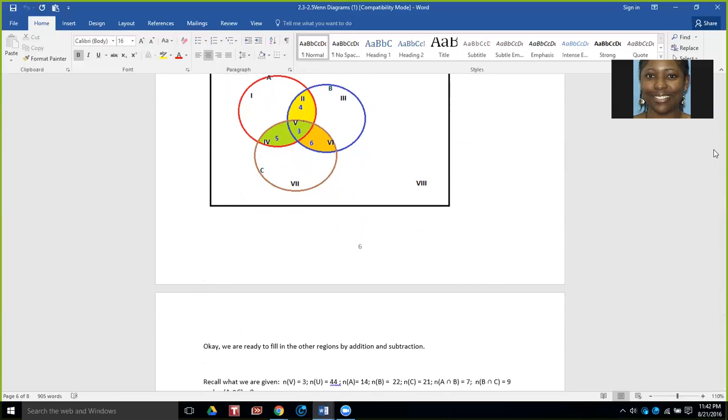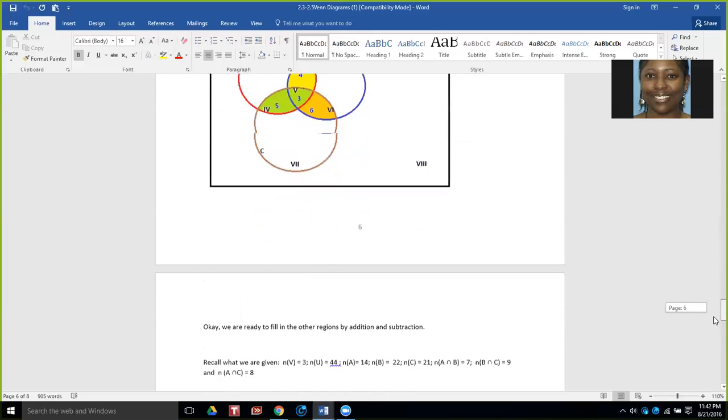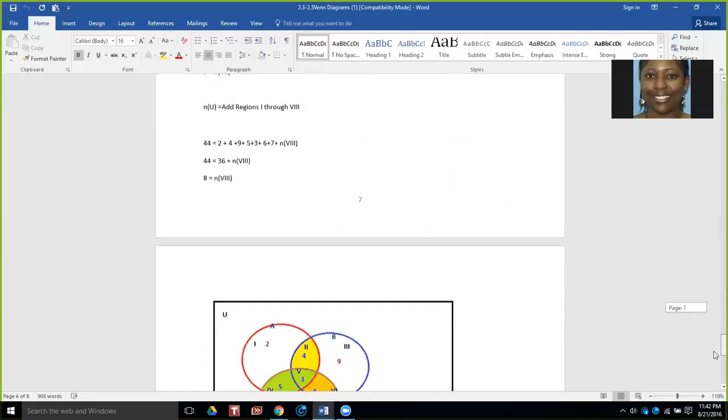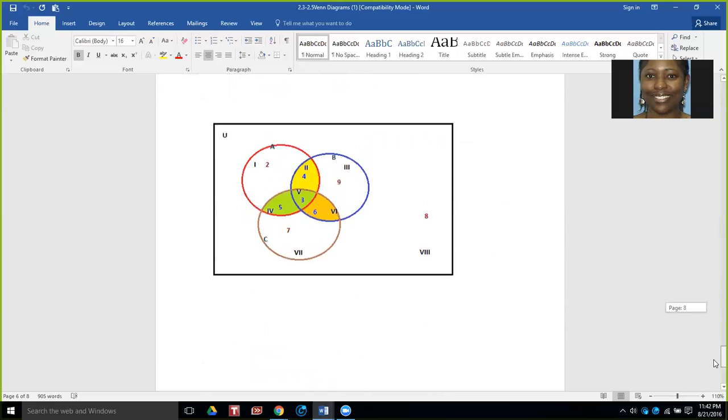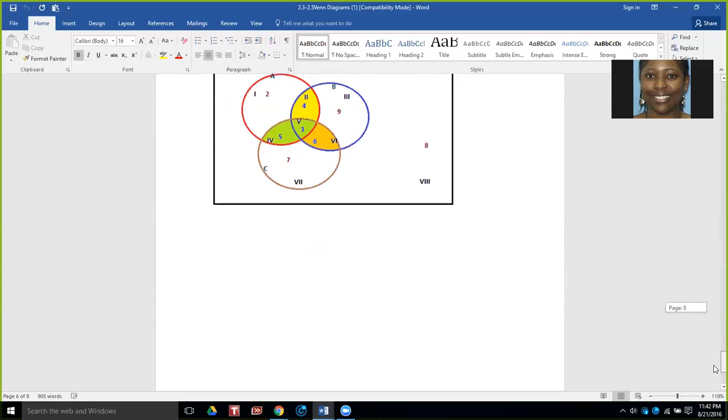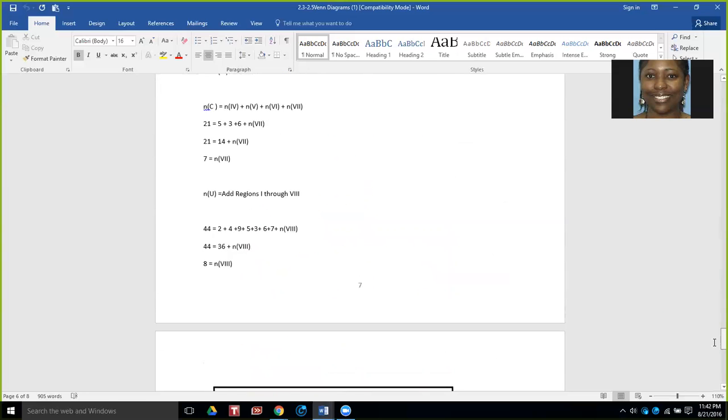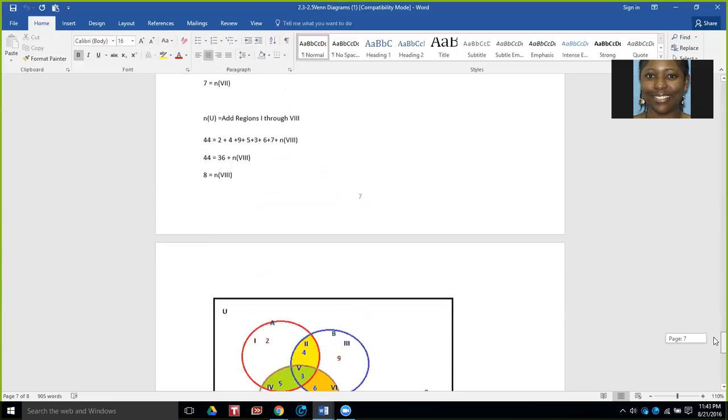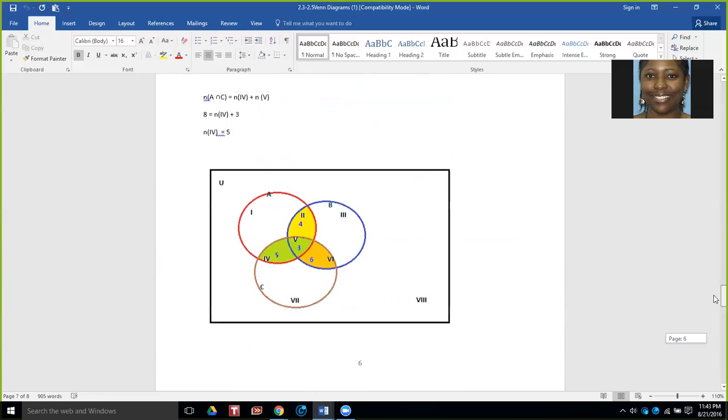And so once you have that, if you follow the notes, it's going to tell you basically to add everything you're given, okay, that you have so far. You know that the total number should be 44. And so you have all the regions except for the number of elements in 8. So we can solve that just like a linear equation, pretty much. And you find out that that's 8. And so basically that's working with the Venn diagrams.